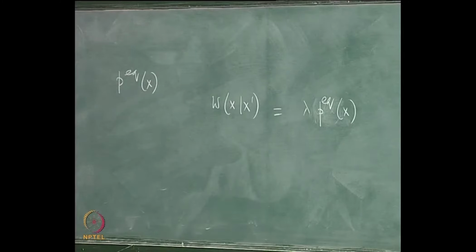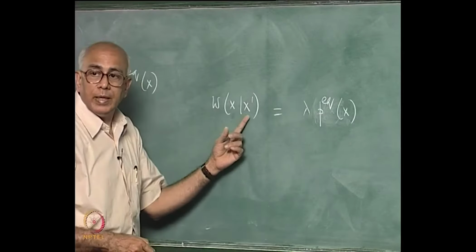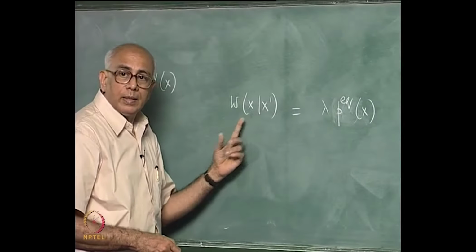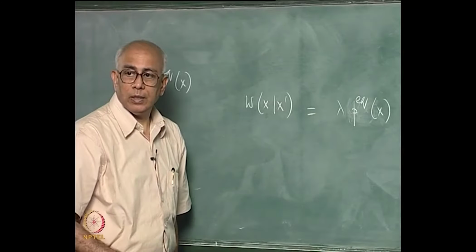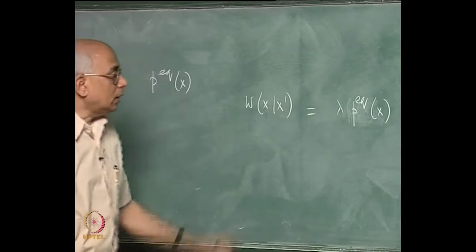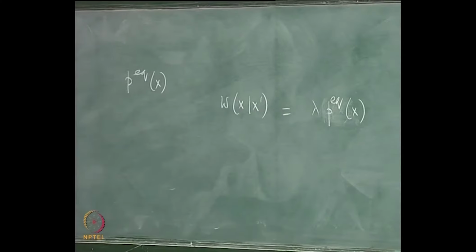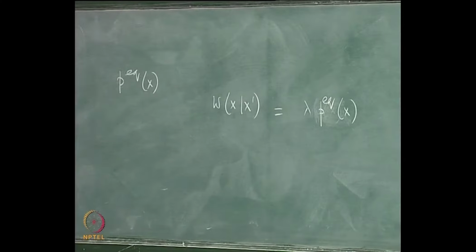This too occurs in many physical situations. So the jump rate is independent of the initial state, depends only on the final state, and that too in a manner which is directly proportional to the stationary distribution itself. I urge you to solve the master equation with this assumption.